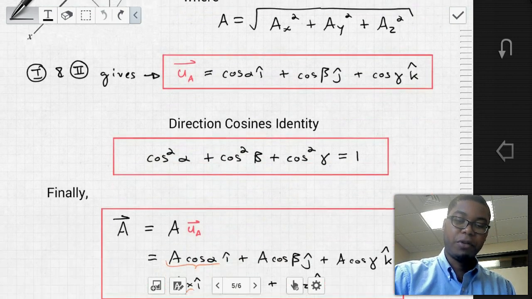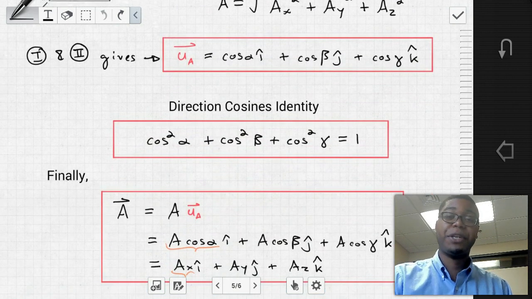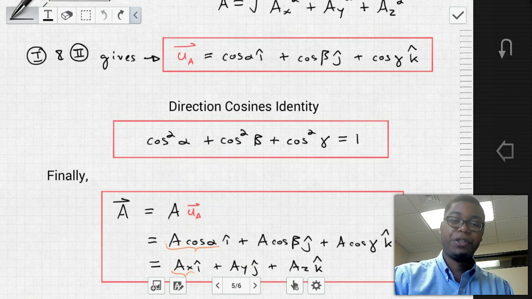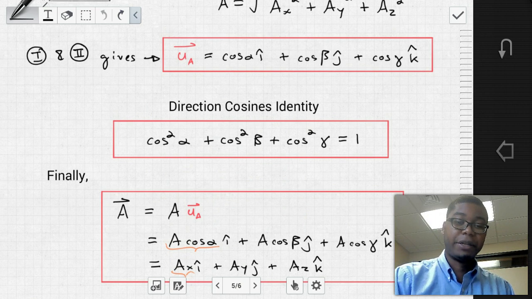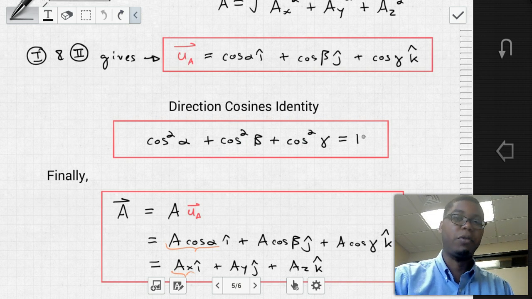There's one additional equation which is quite useful, which is the direction cosines identity. It describes how these angles correlate to each other. And what you'll find is that cosine of alpha squared plus cosine beta squared plus cosine of gamma squared is equal to 1. This relationship can be quite useful, particularly when you know two of the angles, but the third angle is difficult to find, or there's not enough information. Then you can solve for the unknown.